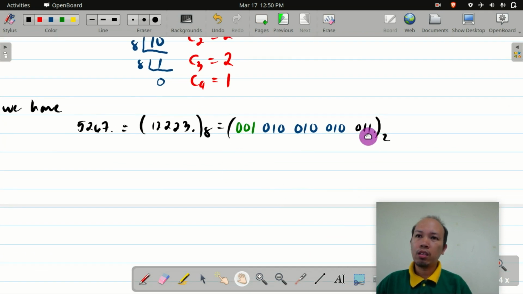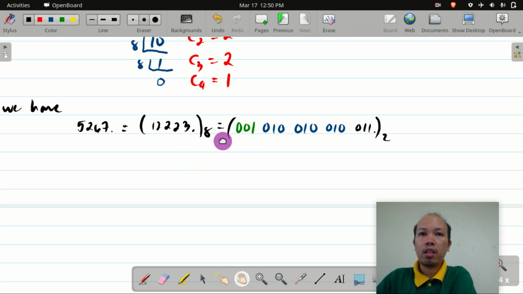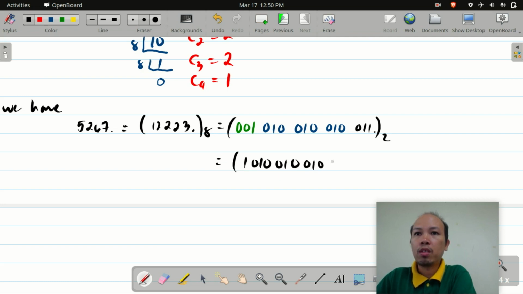And notice that this is our a sub 0. Okay, a sub 0, a sub 1, a sub 2, and so on and so forth. So meaning to say, we can delete our 0 here because 0 times a number is 0. So we can write it in this form. Let's say this is the final 1 0 1 0 0 1 0, 0 1 0 0 1 1, point this one here.